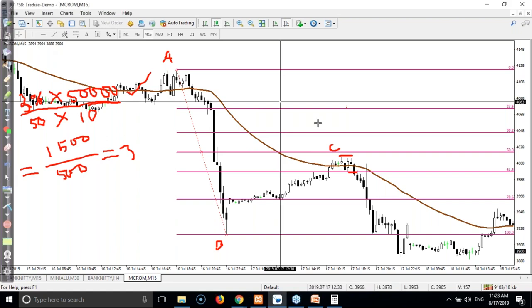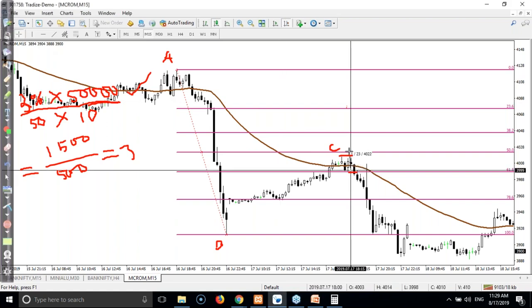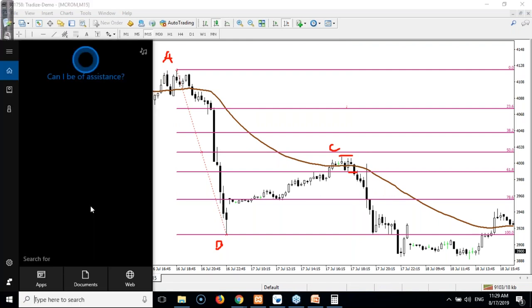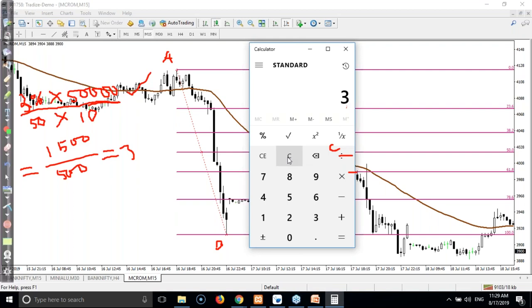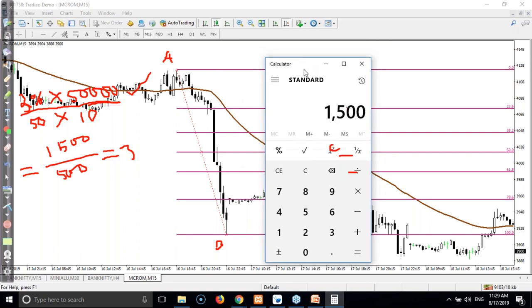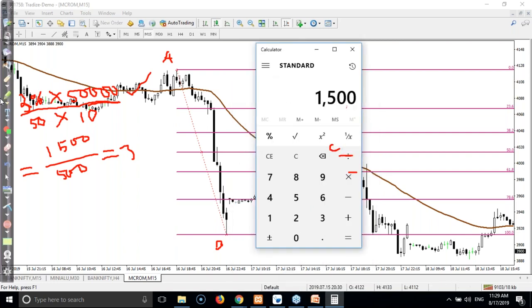Now you can see here we have seen this is our entry point here. We have seen 20 point SL, right? Now remember, same, not 20 point. Remember here. Now we again same. We're gonna take 3% divided by 100 into 50,000, right? Here will be 1,500, right?